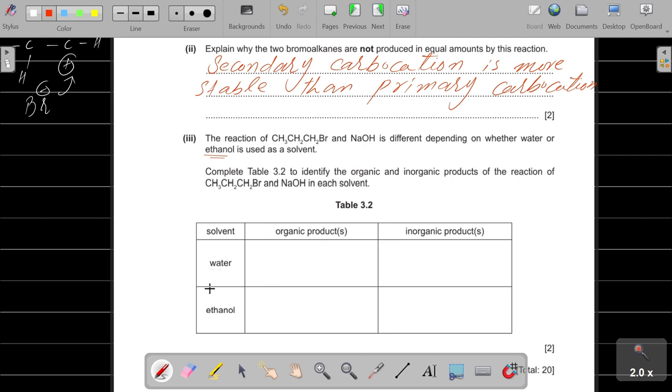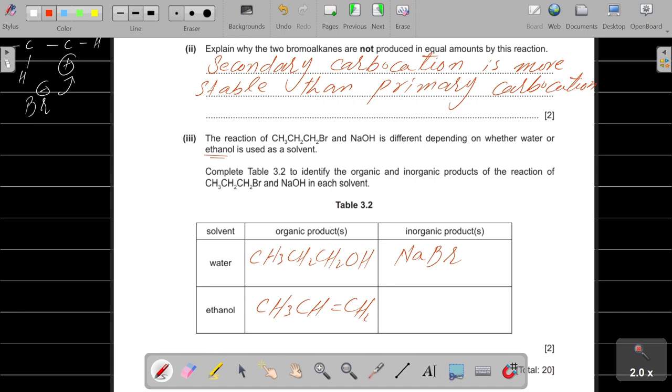So when we are using water, in the presence of water, we will get CH3, CH2, CH2 and OH. So what is the inorganic product? Sodium bromide, NaBr. And when we use ethanol, that is the condition, we will get an elimination product, CH3, CH double bond CH2.